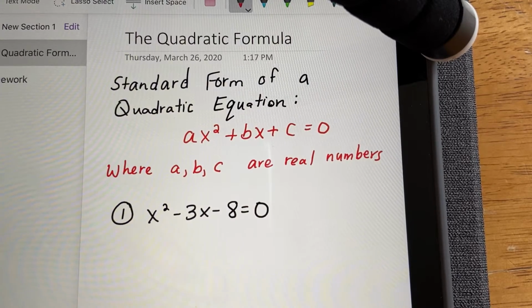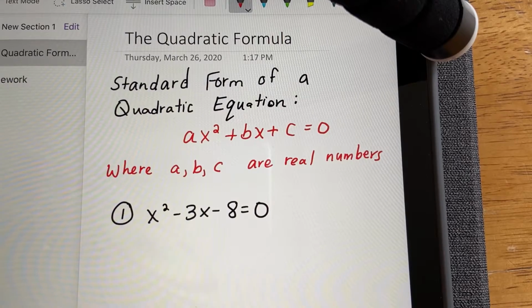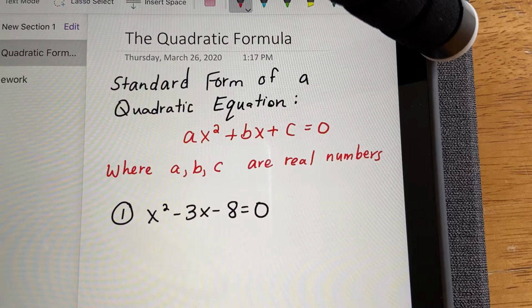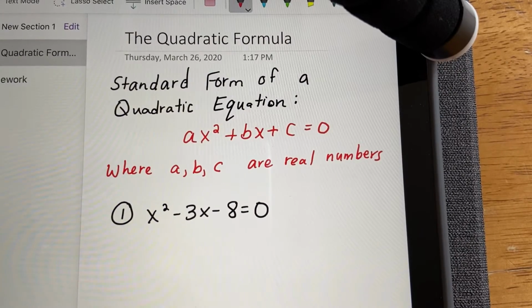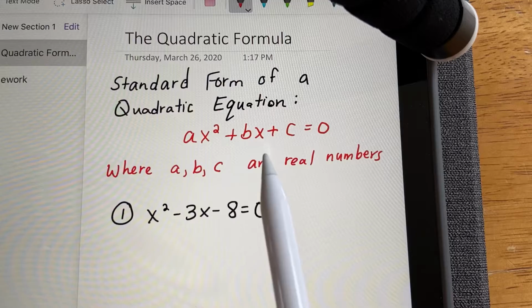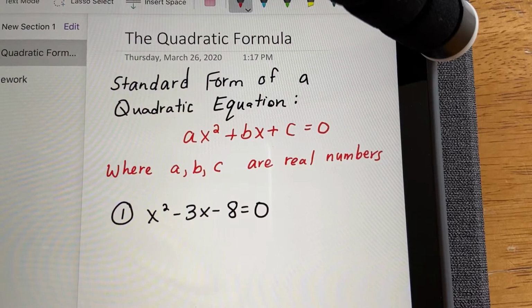Previously, we had been learning how to solve quadratic equations using factoring, but unfortunately, you can't always factor your quadratic equations. There's always going to be a stubborn equation that just can't be factored, so that's why we have the quadratic formula. Just to review, the standard form of a quadratic equation is ax squared plus bx plus c equals 0, where a, b, and c are real numbers.